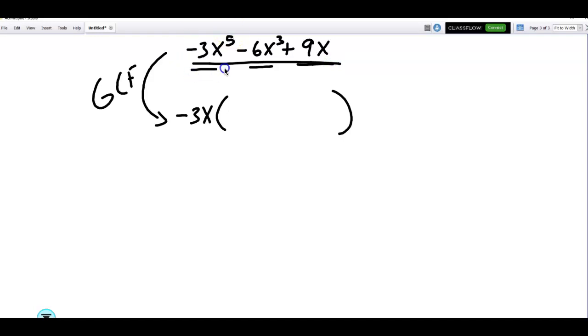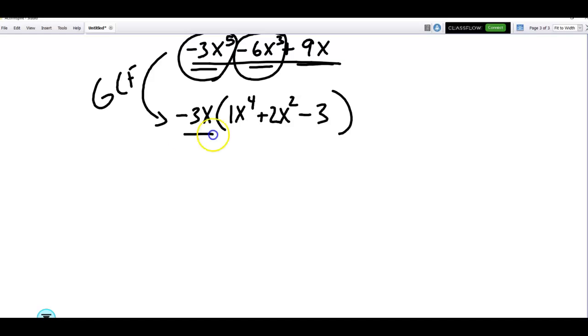So if I divide this by negative 3x, the negative 3 and negative 3 makes positive 1. The x to the 5th divided by x leaves me with an x to the 4th power. If I divide this by negative 3x, negative 6 divided by negative 3 is positive 2, and then x divides into x cubed, x squared times. And then finally, negative 3 goes into 9 3 times, and then x goes into x once, leaving me with a 1, but we don't really need to include that 1 there. All right, so that's taken care of. The GCF part is done.